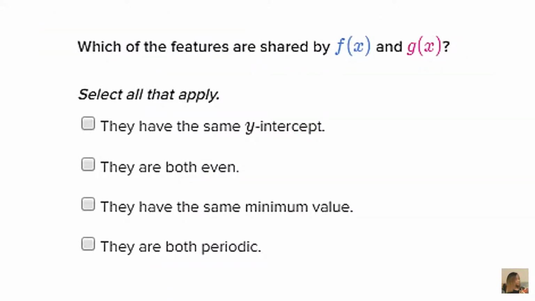So which features are shared by f of x and g of x? Select all answers that apply. Is it that they have the same y-intercept? Are they both even functions? Do they have the same minimum values? Or are they both periodic? The first thing that we're going to determine is whether or not these two functions have the same y-intercept.